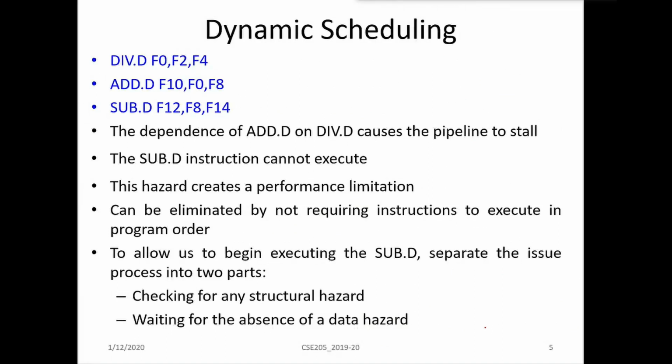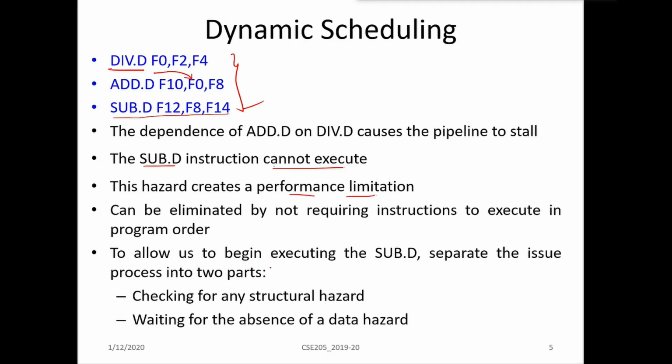Here is the same example on this slide, which is what I explained. See, the division instruction writes F0 and this instruction is dependent on it, but when you take these other instructions, there is no dependence. So obviously this can be executed, but when it is in order, the SUB.D cannot execute. So definitely this may lead to performance limitations. So what has to be done?